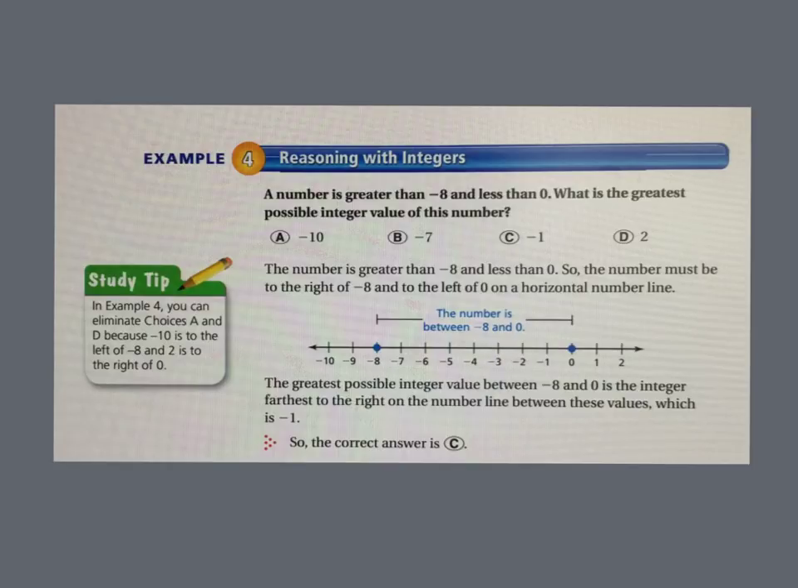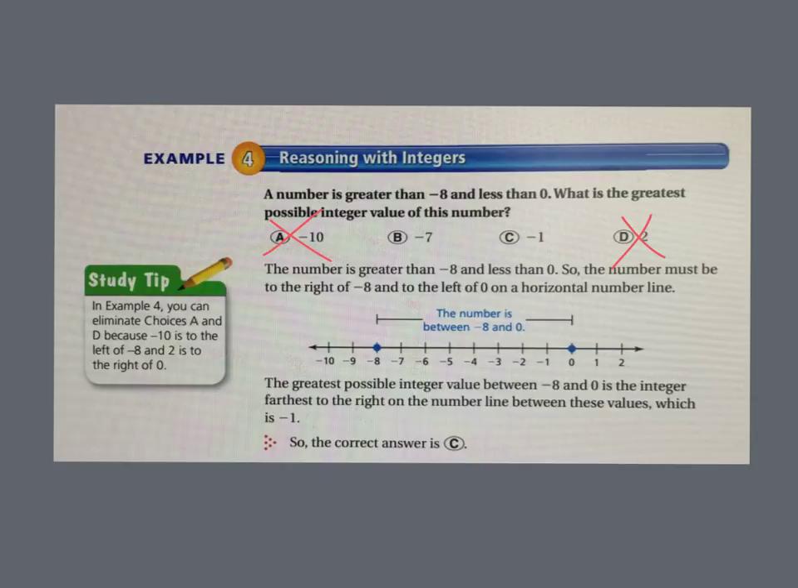-3 is greater than -8. I'd rather owe somebody -$3 than -8. So that means it's greater, it's going up. So we can eliminate -10. We can also eliminate D as 2 because we know that it's less than 0. Well, less than 0 goes to the left of 0. 2 goes to the right. So we already know that we can X out D and we can X out A.